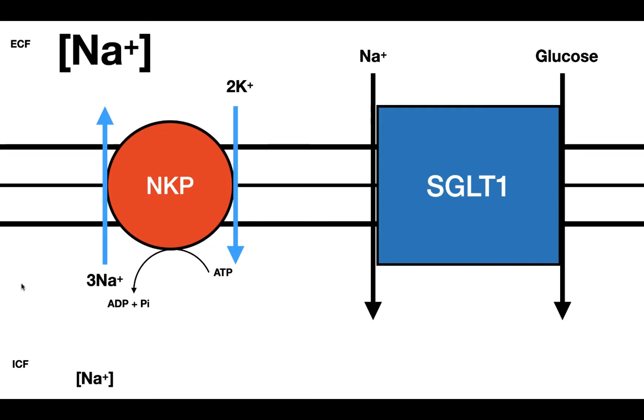Well, remember that the sodium-potassium pump is pumping 3 sodiums out of the cell against the concentration gradient. Because of this, there is a stored energy that's being formed by the sodium-potassium pump. Now, when you bring sodium from the outside of the cell to the inside of the cell, this releases energy. And this energy can be used by this cotransporter to bring glucose into the cell against its concentration gradient. So this is what cotransport is. Cotransporters are proteins that move 2 solutes in the same direction.